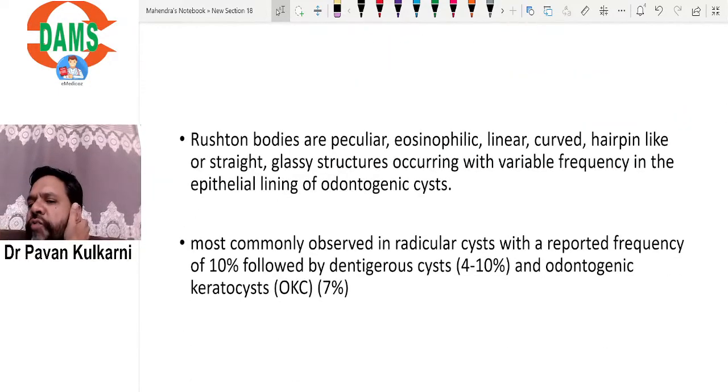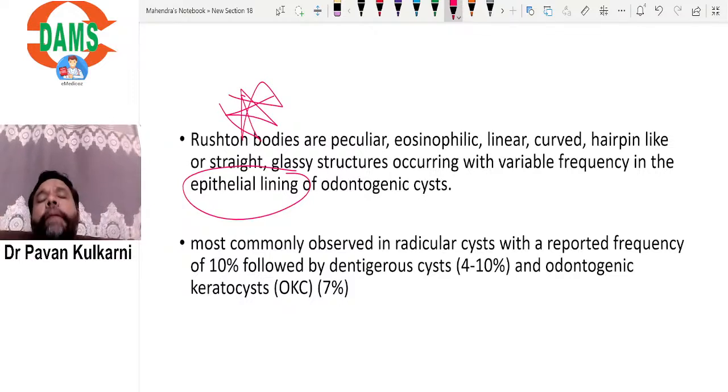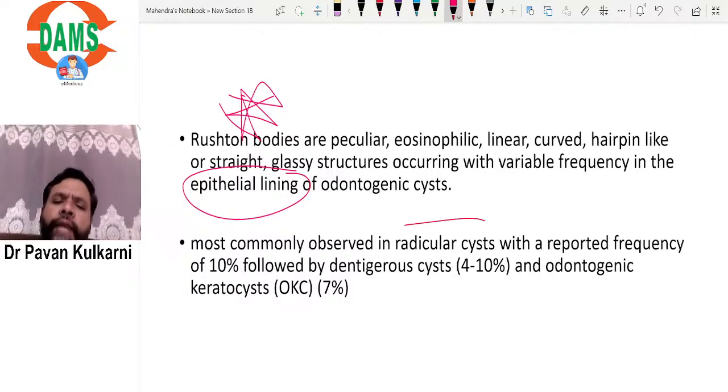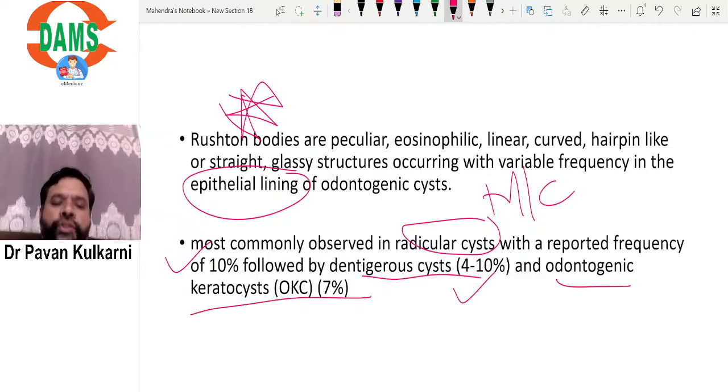Rushton bodies are peculiar eosinophilic, linear, curved, hairpin-like or straight glassy structures within the epithelial lining. This is very important. Rushton bodies are always seen in the lining epithelium. You don't see them in the connective tissue. Most commonly, you will see them in radicular cyst. This is the most common cyst where you will see almost 10%. That means if 100 cases of radicular cyst are there, 10 cases are going to definitely show these Rushton bodies. Next will be dentigerous cyst where 4 to 10%, and then odontogenic keratocyst which is 7%.